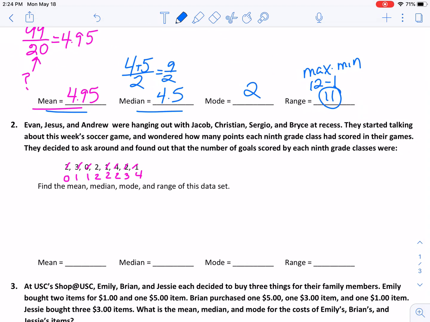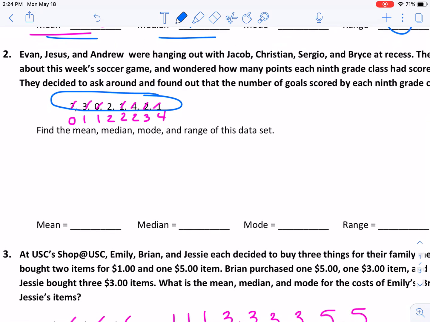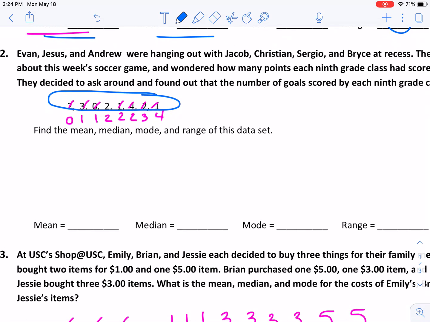We have some students here, and they start talking about the week's soccer game and wondering how many points each 9th grade class has scored in their games. They decided to ask around and found out that the number of goals scored by each 9th grade class were this data set, which I have already put in order from least to greatest. Find the mean, median, mode, and range, okay? So I had 1, 2, 3, 4, 5, 6, 7, 8 pieces of data. I want to make sure that I have 8 new pieces of data, or I've rewritten them.